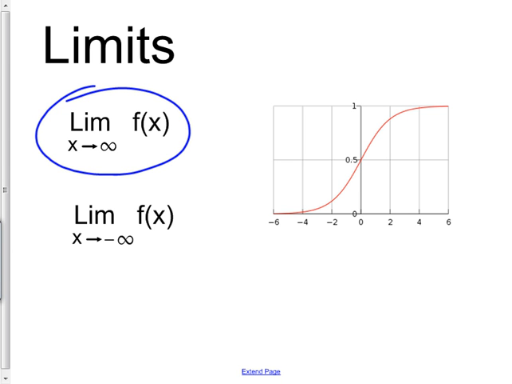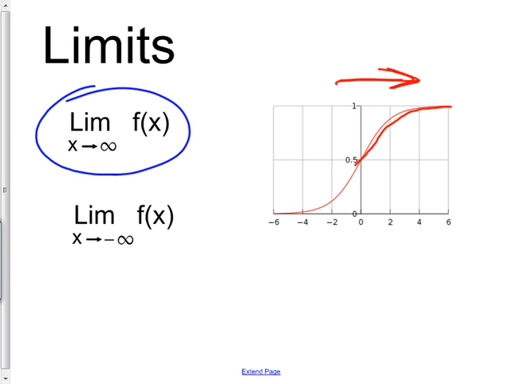Okay, this one, do you see how this function, as I move farther and farther that way, it's just going to get closer and closer and closer to 1? Its limit is 1. Going that way. That's what we call the limit as x approaches infinity. What that really means is the limit going this way. The limit going that way is 1.